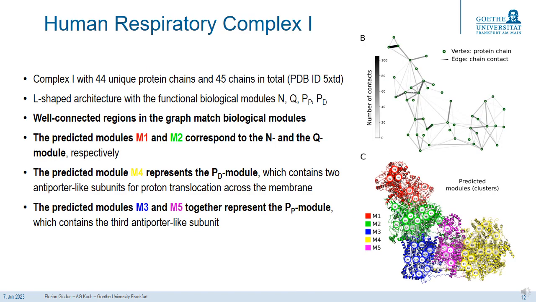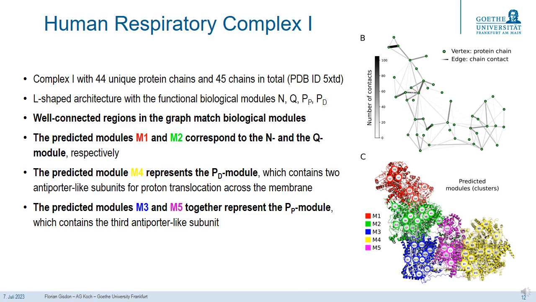In the first case study, we investigated the complex 1, which is the first protein complex of the respiratory chain. It has 45 protein chains, of which 44 are unique. The functional biological modules N, Q, P proximal, and P distal have been assigned experimentally. The well-connected regions in the complex graph match the biological modules. The computed modules M1, red, and M2, green, from our approach correspond to the N and the Q module, respectively.